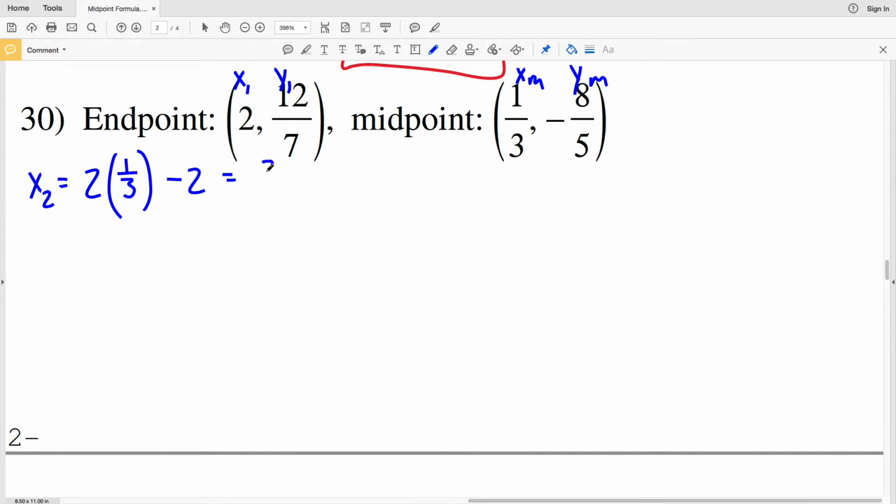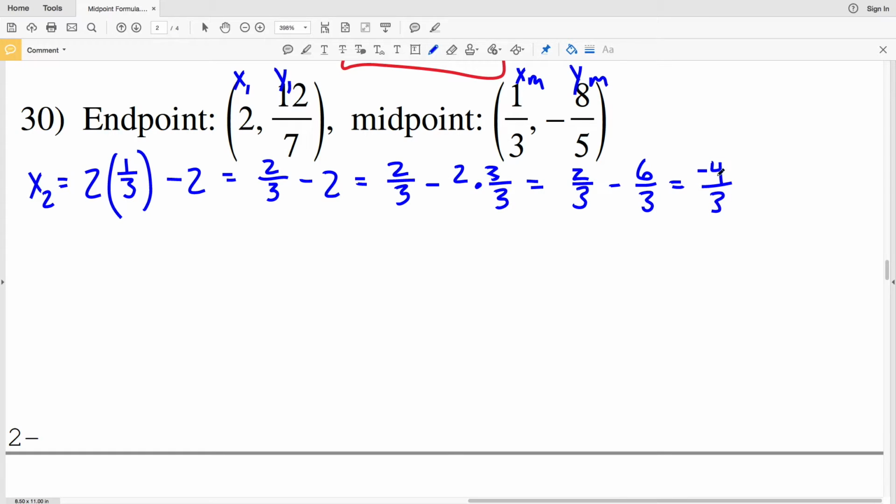2 times 1 third is 2 thirds, and I'm subtracting 2. However, my 2 thirds and 2, I need a common denominator. So I'll have 2 thirds minus 2, but I'll be multiplying that 2 by 3 over 3. So multiplying that 2 by 1 will not change the value. So I'll have 2 thirds minus 6 thirds. 2 thirds minus 6 thirds, 2 minus 6 is negative 4. So I'll have negative 4 thirds as my x coordinate.